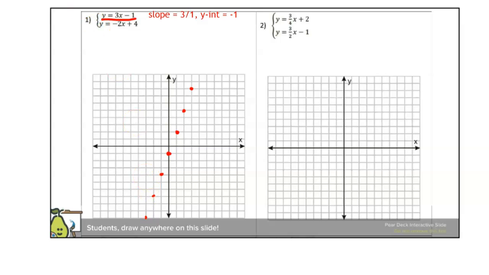Now what I'm going to do is connect it with a straight line, making sure there are arrows on both sides, and also making sure that there is a label on it. y = 3x - 1 is my label.